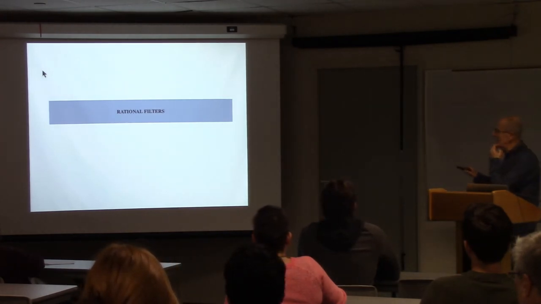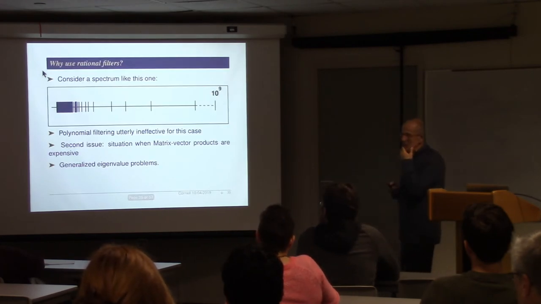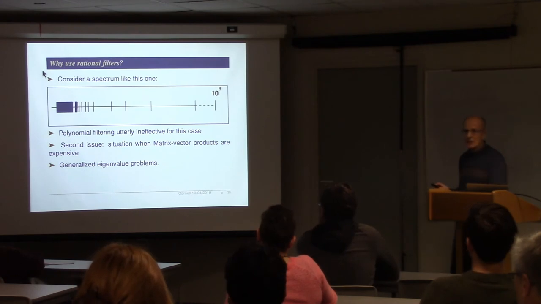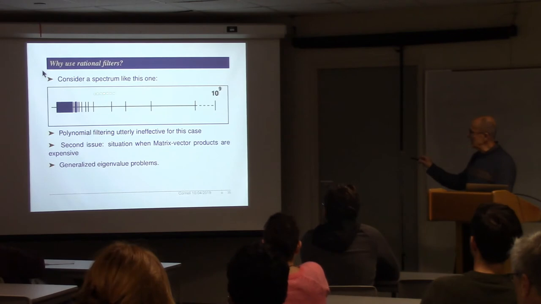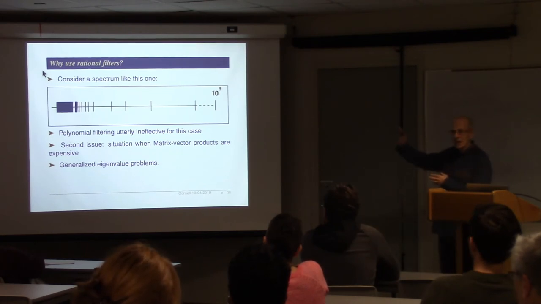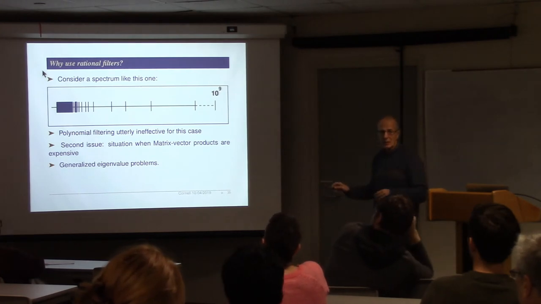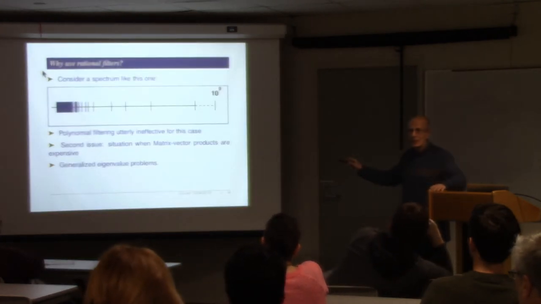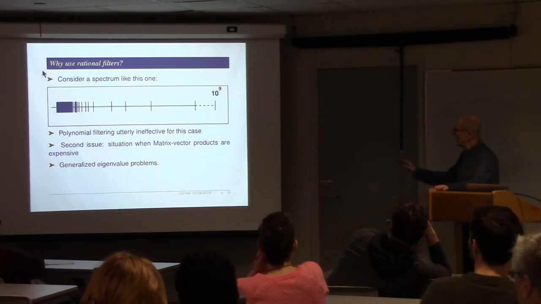So this is also something we've added to our code. The reason why we did this is because there are situations where polynomial filters don't work well. And the situation is reflected by this picture. If you have a stretched spectrum structure like this, where a lot of eigenvalues are very sparsely distributed on one end, then using a polynomial here would be a disaster. You need a very, very high degree of polynomial to settle. So this is not very good. It would be very ineffective in this case.